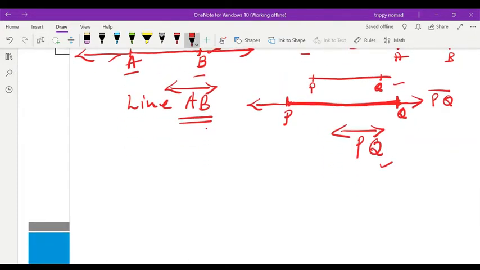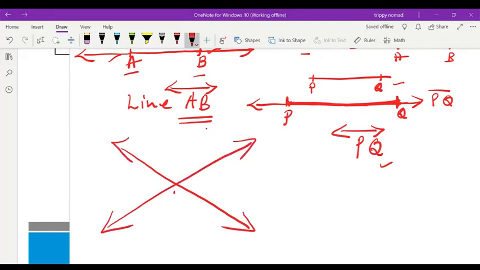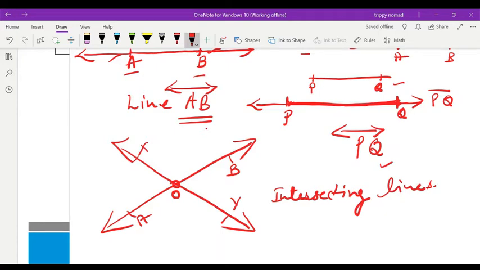And next, ray, not array. Next, intersecting lines. If two lines are going to meet at a point, this is point O, and there are two lines AB and XY. If these two lines are intersecting or going to meet at a single point, these are called intersecting lines. If lines meet at any point, they are called intersecting lines.